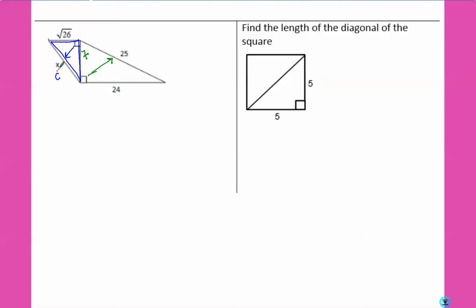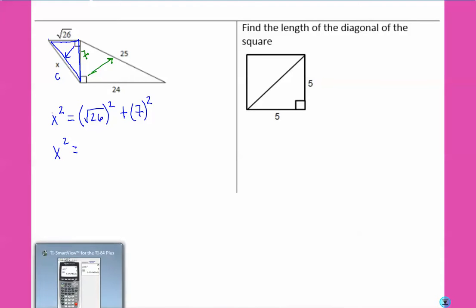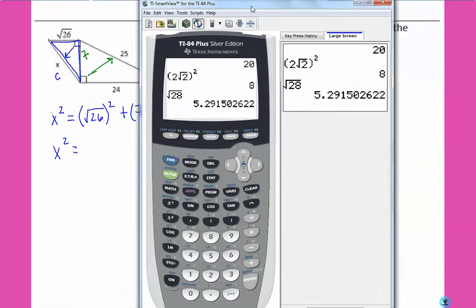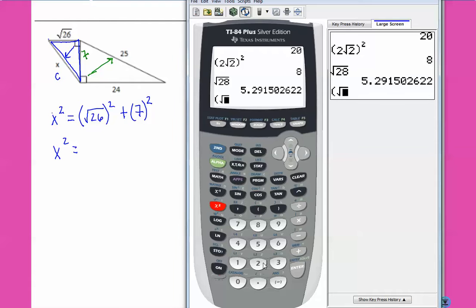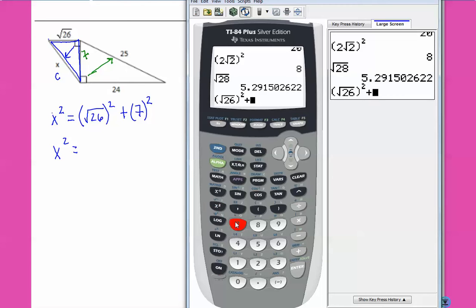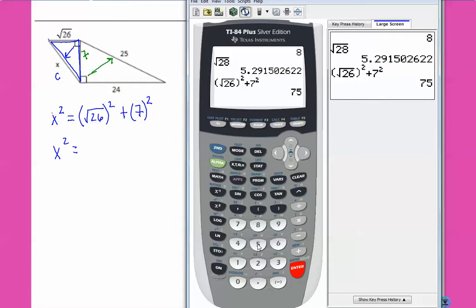So now let's set it up to solve for our x. x squared equals 25 squared plus 7 squared. Since our x squared is by itself and our right-hand side doesn't have any variables, we can type the whole thing into our calculator. So parentheses, square root of 26 squared plus 7 squared. And we get 75.